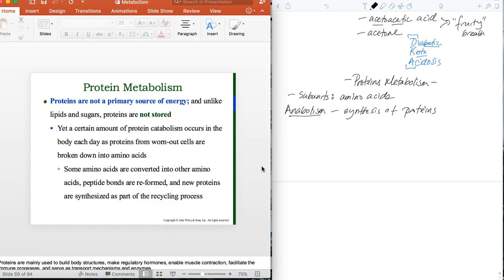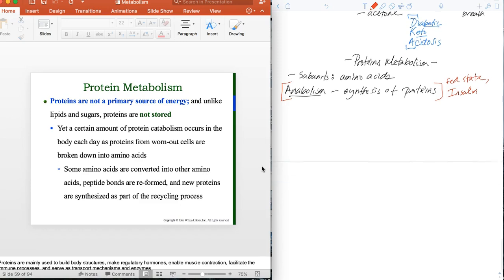And what are some examples of proteins? They could be antibodies, enzymes, things like that. And when will you tend to make proteins, fed or fasted state? Again, that fed state. And what will help to stimulate that process? Again, it's insulin. Bodybuilders who don't want to use steroids like testosterone sometimes will use insulin and growth hormone to try to build up their muscle mass.